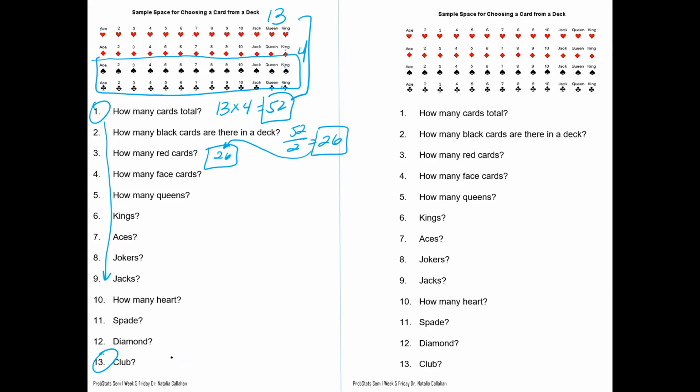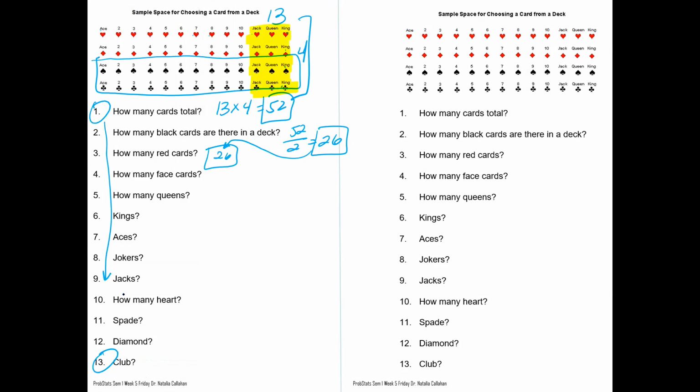Next question is, how many are face cards? Well, face cards are going to be cards that have faces on them. So Jack, Queen, and King. That would be 4 times 3, which is going to give you 12.